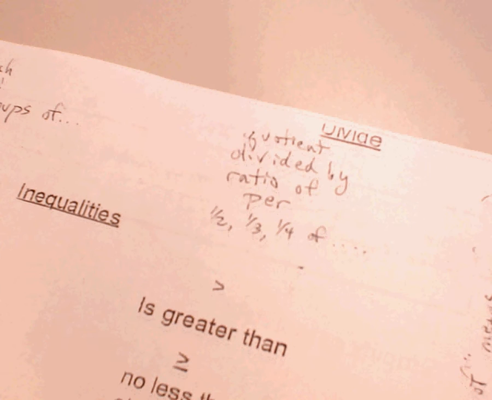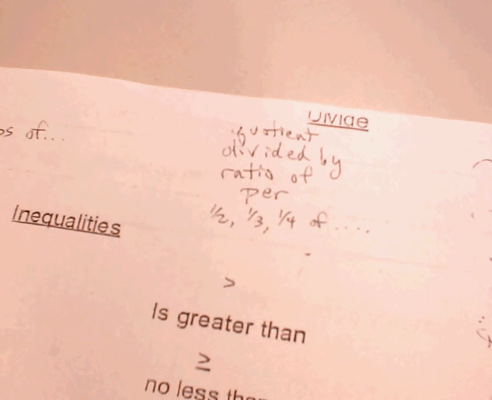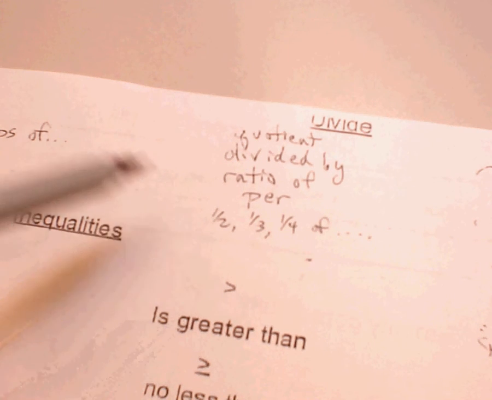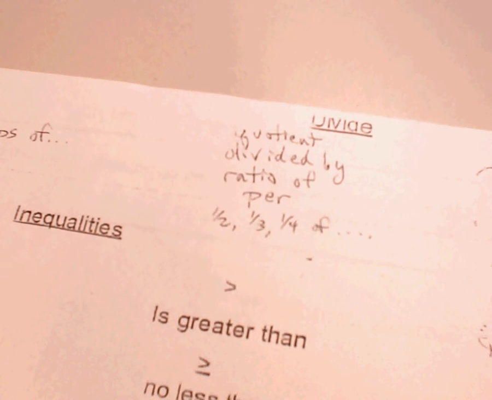Speaking about division vocabulary, you might see some division words such as quotient, that's the proper one, divided by, ratio of, per, 1/2, 1/3, 1/4 of something. So these will all refer to division problems.